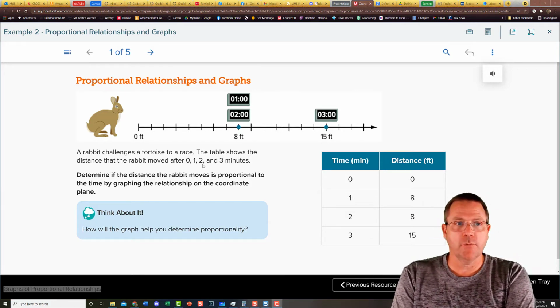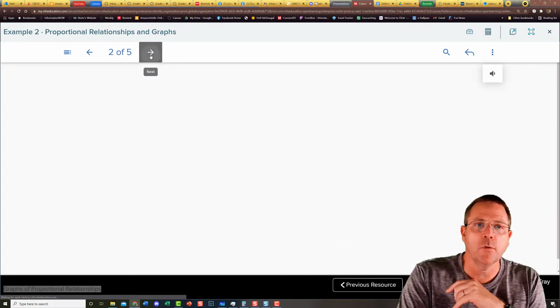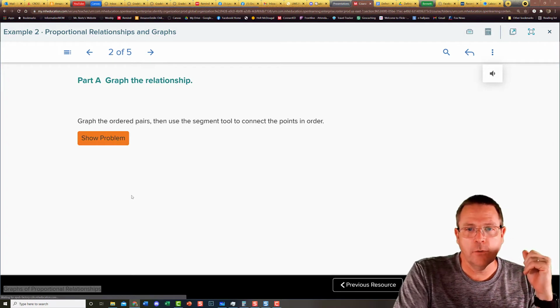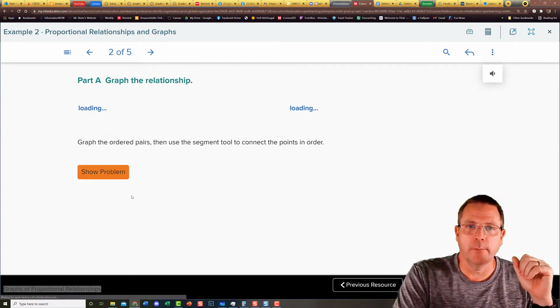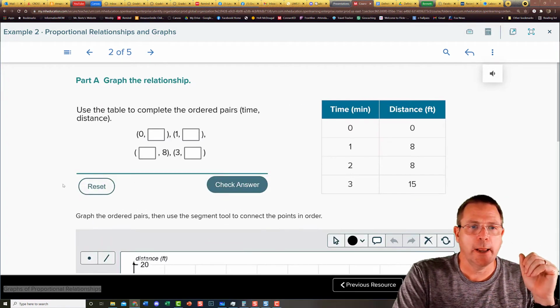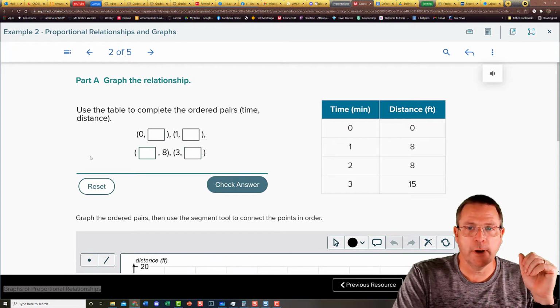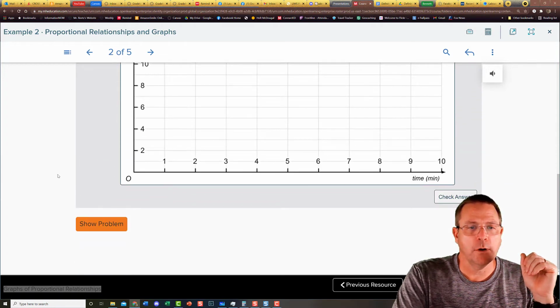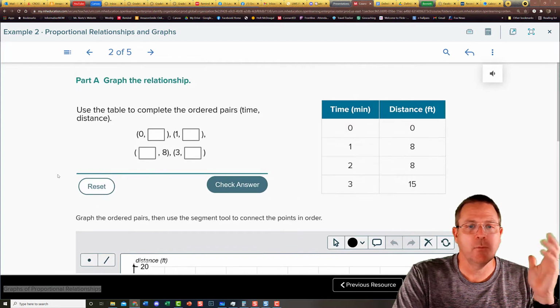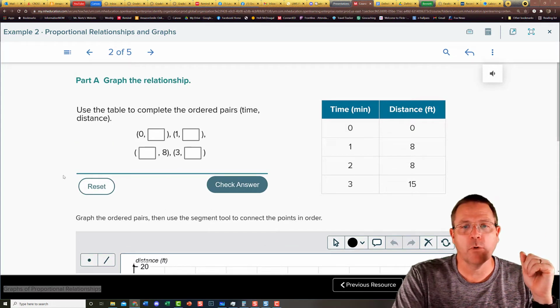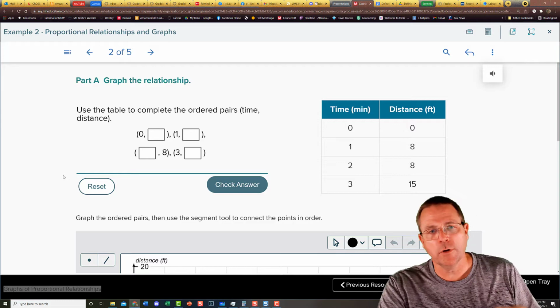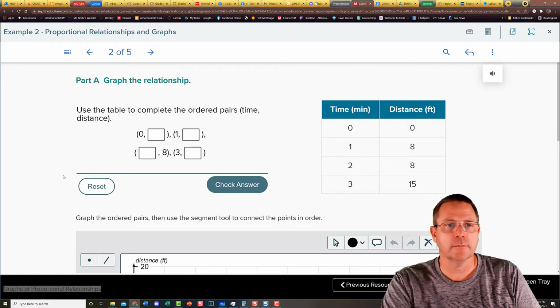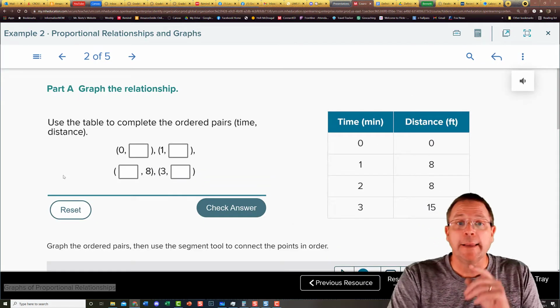So now we have a different set of data. We have the data for the rabbit instead of for the tortoise, and you are going to pause your recording, graph the rabbit's pace on the coordinate plane, filling this out as you go. Then you're going to check your answers and see whether or not you believe it is going to be proportional as well. Pause the recording, work on this.